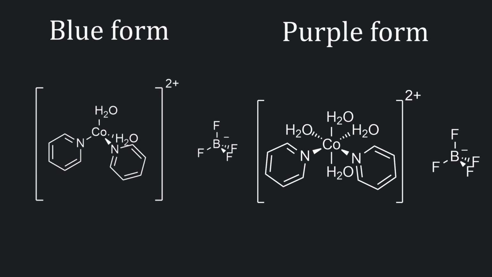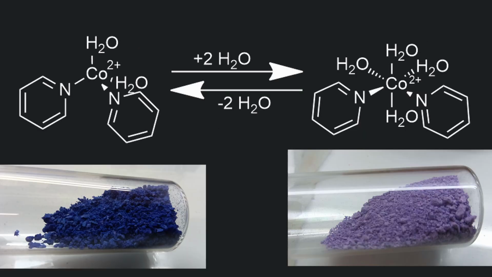Now, what I think happened is that the blue form and purple form are just different hydrates of the same compound. So the blue form is a dihydrate and the purple form is a tetrahydrate. And what I think happened is that as I was drying it, it lost some water, turned into the blue form, and later in the vial it rehydrated back into the purple form.